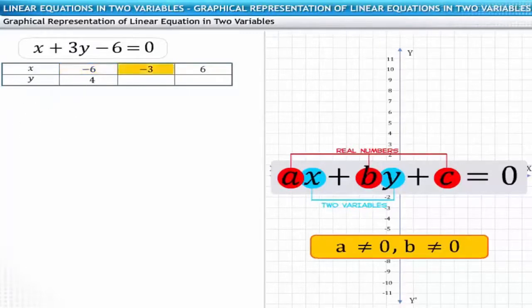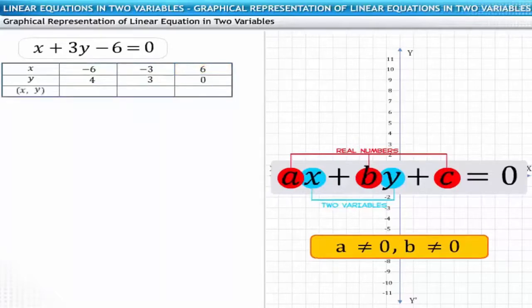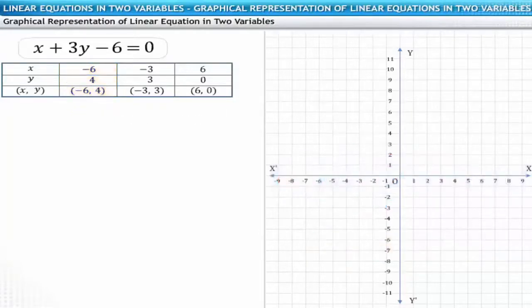Similarly, we can substitute the other values of x in the equation and obtain the corresponding values of y. The values of x and y are represented as an ordered pair. In this case, the ordered pair minus 6, 4 is a solution of the equation x plus 3y equals 6. The graph of this equation can be obtained by plotting these ordered pairs.